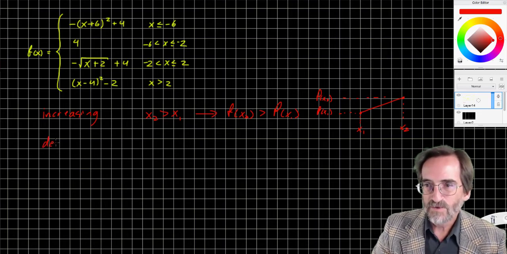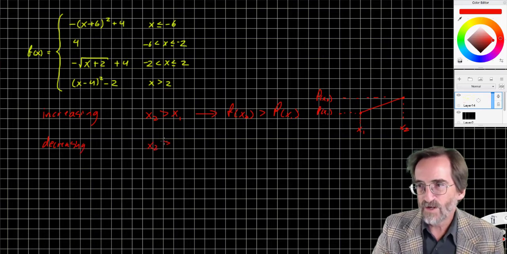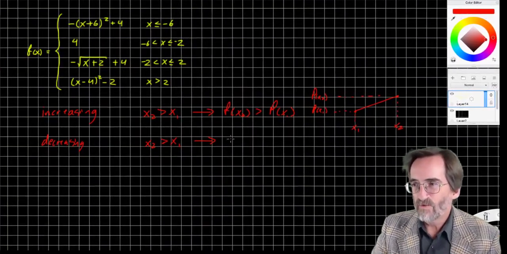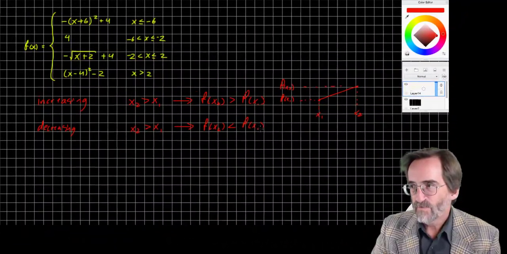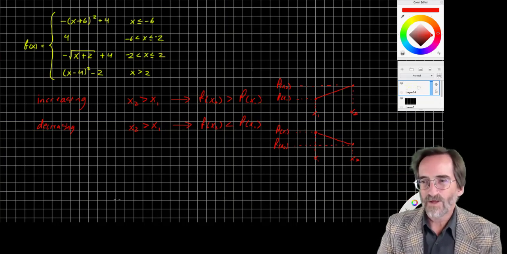If it's decreasing, the opposite is true. If x2 is bigger than x1, if we're moving to the right, then the function must go down. That is, f of x2 must be less than f of x1. That is, the output of the second, f of x2, is less than the output of the first, f of x1. Okay, and again, hopefully that makes sense.